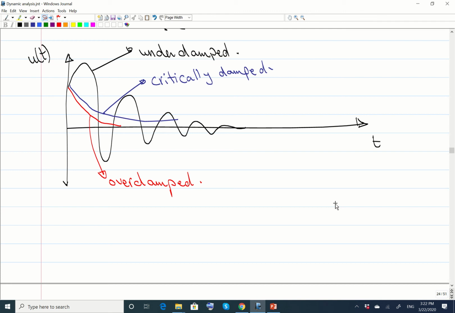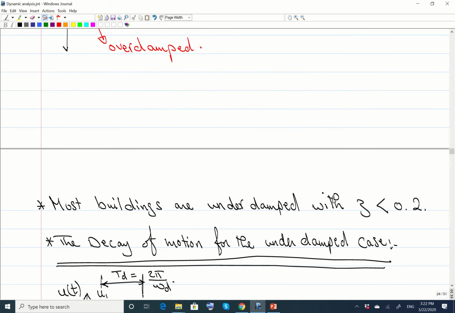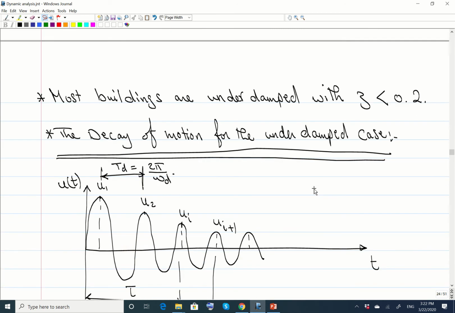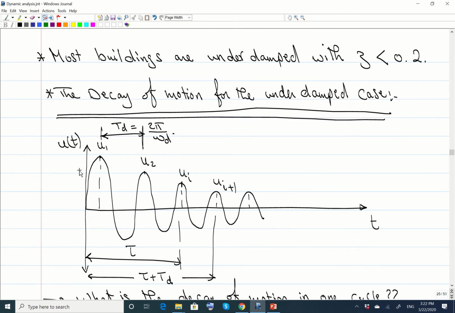Hi again. We're going to continue our discussion of vibration of structures. The last thing we discussed is damped free vibration. We said when you have a damped free vibration, there are three possibilities: under damped, critically damped, or over damped free vibration.